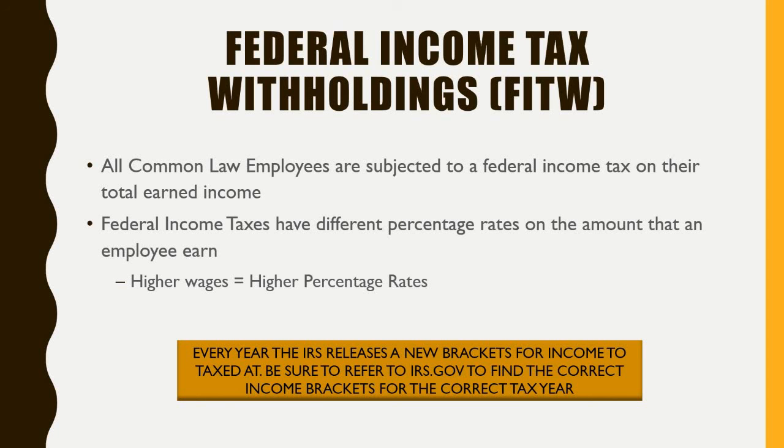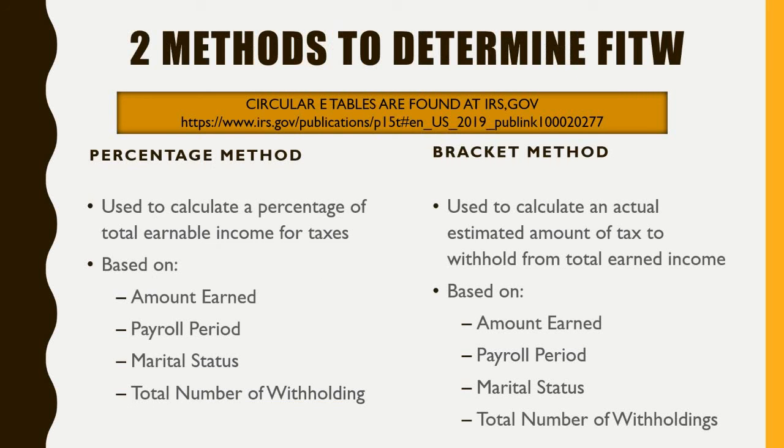All right? With that being said, we're going to be utilizing a form called the Circular E form. We have two methods to calculate our federal income tax withholdings: the percentage method and the bracket method. These two methods are actually not very different. They're very similar in the sense that you have to look up the bracket you belong in, and that's pretty much it. The difference is, with the percentage method, you calculate the number of withholdings, look at your taxable income, find the bracket you belong to, and determine what percent you're going to be taxed at.